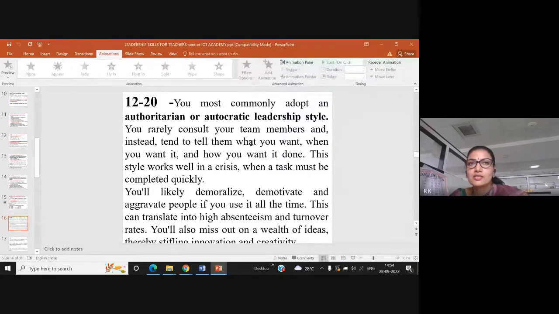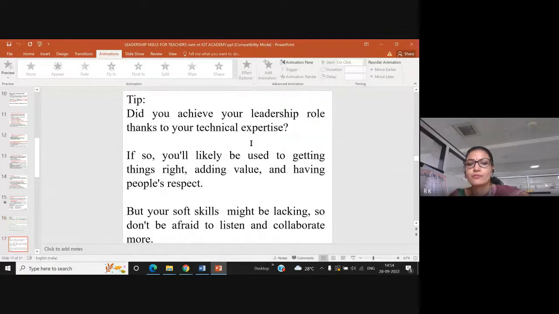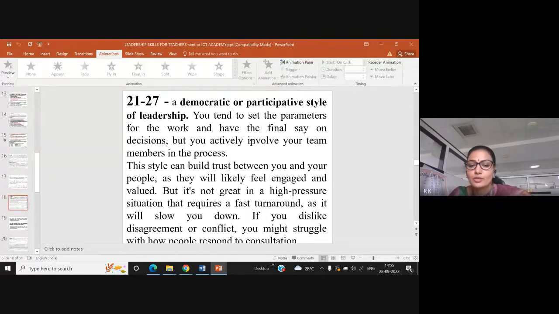This style works when you're in a very critical situation. But all the time as a teacher, or all the time as a leader, it may not be helping you. So what you need to do is try to adopt the other leadership styles also, which I will discuss now. The basic tip for you: did you achieve your leadership role? You would have. But what is really required is you need to focus a little bit on soft skills. If your soft skills are lacking, you won't be able to make further collaborative activities. So a little bit of soft skills is required.